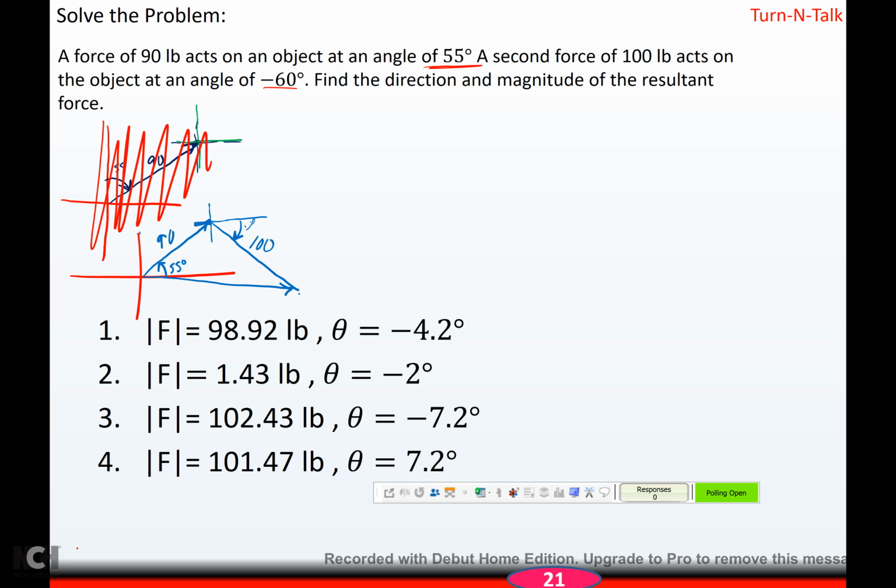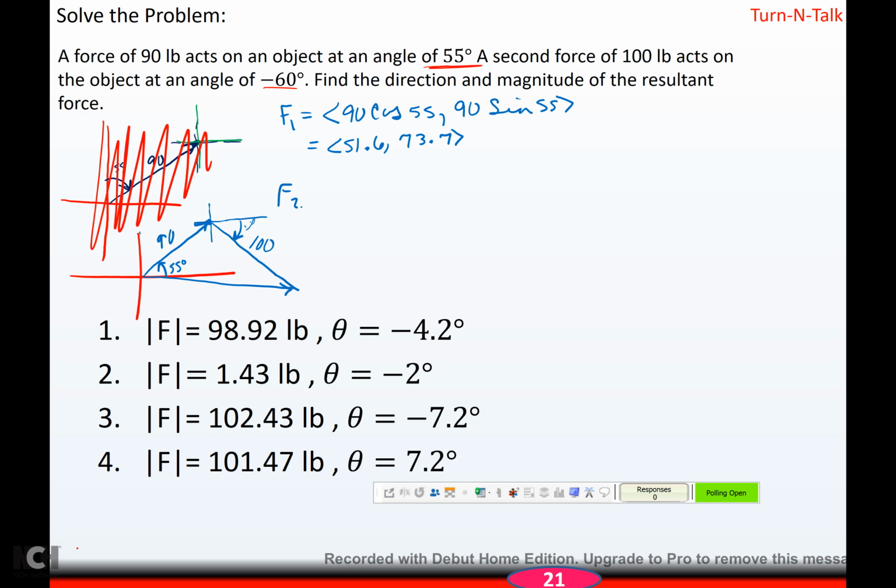Okay? So, let's see, what are we doing now? All right, so again, if I follow my little plan like we did last time, we've got to find the components for F1, and that's going to be its magnitude, 90, times cosine of its angle, comma, 90 sine 55. That comes out to 51.6 comma 73.7.